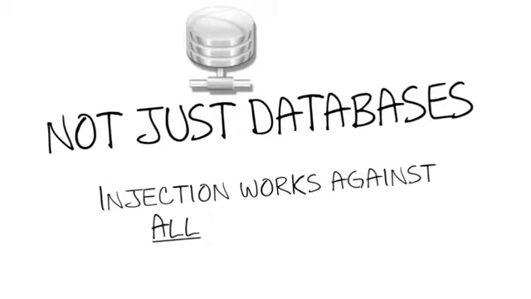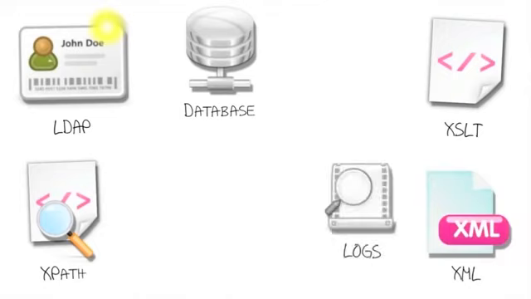To make matters even worse, it's not just databases. Any interpreter used by your web application can potentially have this problem. So what are the interpreters commonly used by web applications? Well, obviously databases. And for authentication, very frequently you'll have LDAP servers, plus an array of XML-based technologies like XSLT, XPath, and other XML messaging formats. In addition, most web applications keep log files, which are not interpreted, but attackers can actually inject into them new lines so that they can add fake log entries.